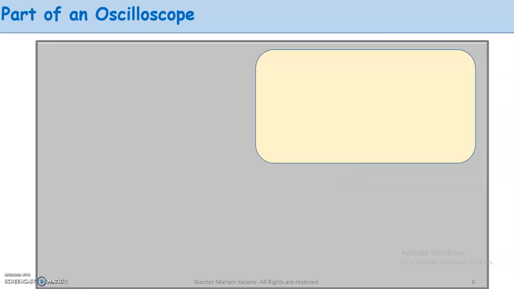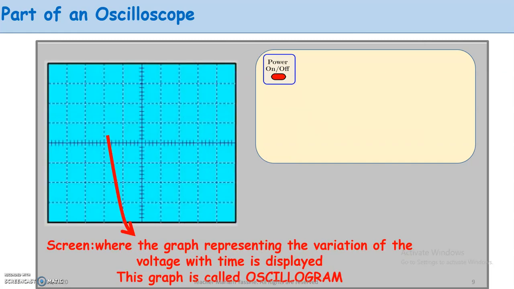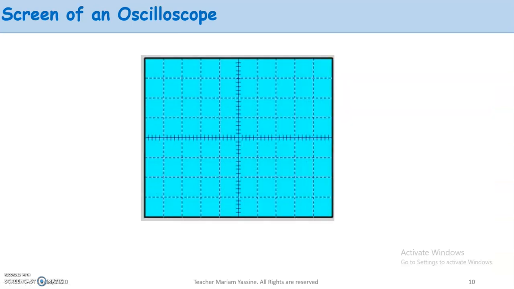What are the parts of an oscilloscope? First of all, we have the power on/off button. Second, we have the screen. The screen is where the graph representing the variation of the voltage with respect to time is displayed. This graph is called an oscillogram. Let us now discover the screen in detail.